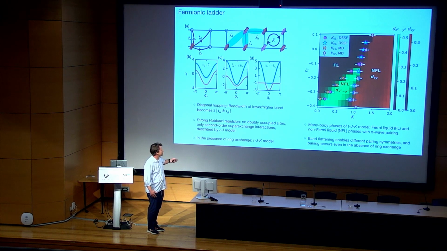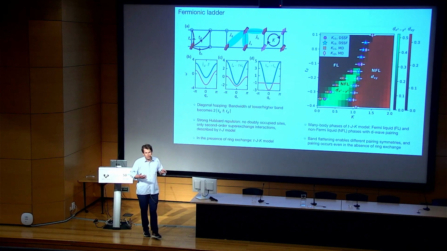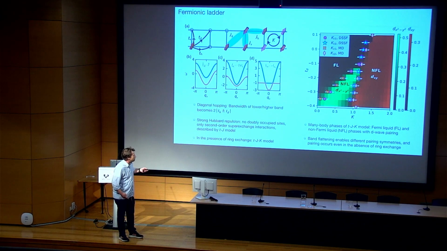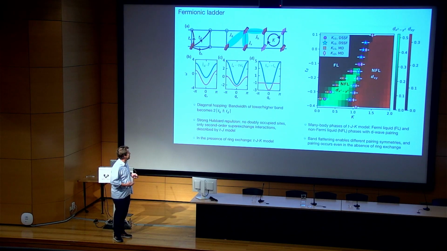There is an intermediate phase, which is also a non-Fermi liquid phase, but now with dx square minus y square pairing. So this is already something interesting: we get a different pairing symmetry, and we have the possibility to switch between pairing symmetries through this ring exchange interaction. But what is much more important, in my opinion, is that this dx square minus y square paired phase extends to values of 0 ring exchange. So there is a chance of getting into this paired phase without any need of ring exchange interaction.